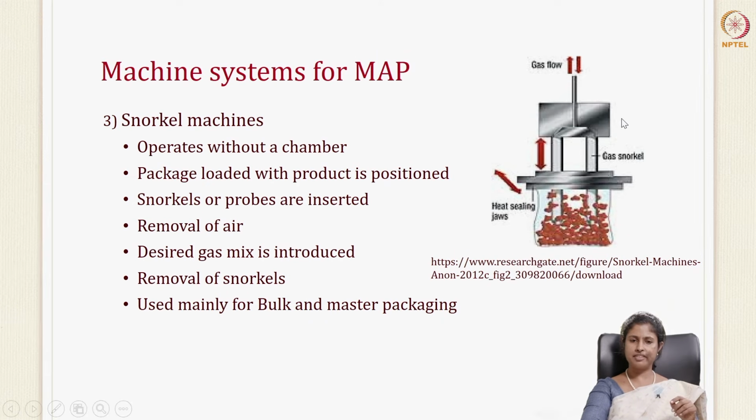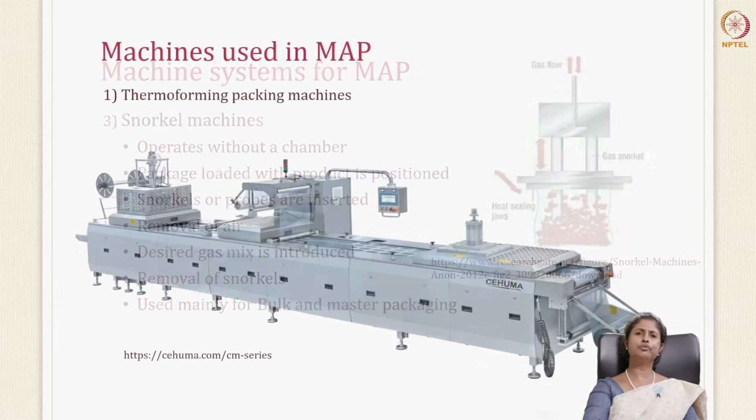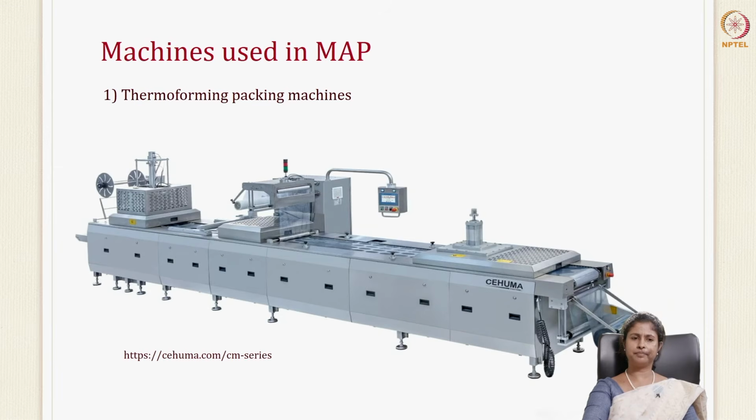What they do have, as you see in this picture, is that the product is loaded into the package, and then the snorkel or the nozzle or the probe is inserted into the package. You remove the air, replace it with the desired gas of your choice, and then remove the snorkel and seal it immediately. So you have a form fill seal machine, the chamber machine, and the snorkel machines, which are all machine systems that are used for modified atmospheric packaging.